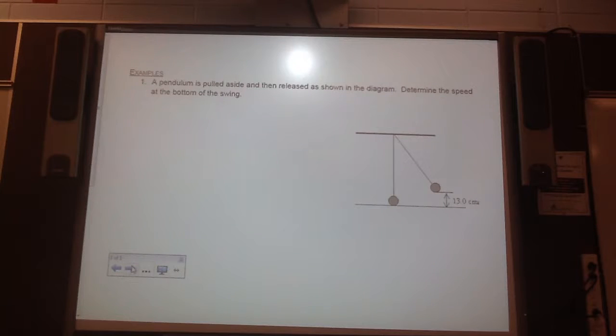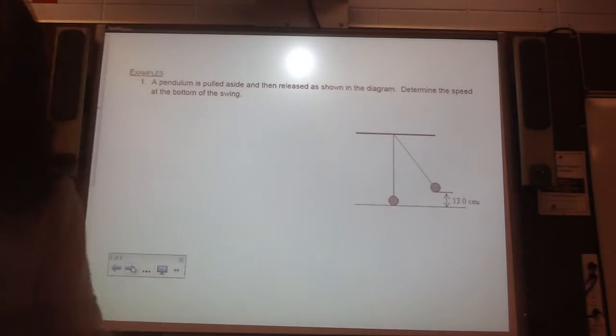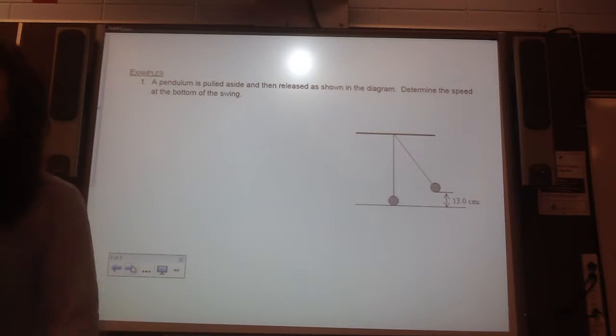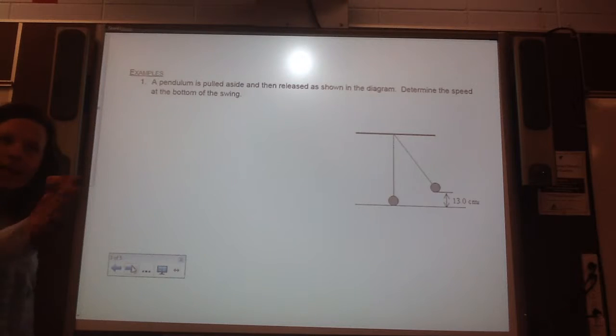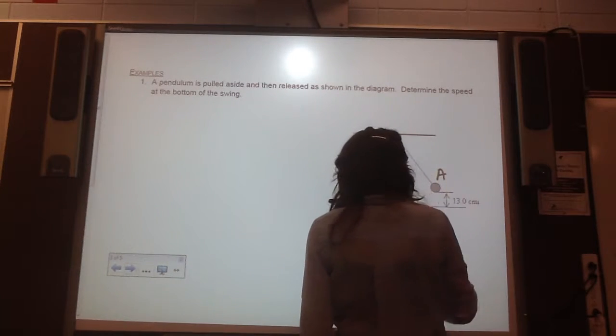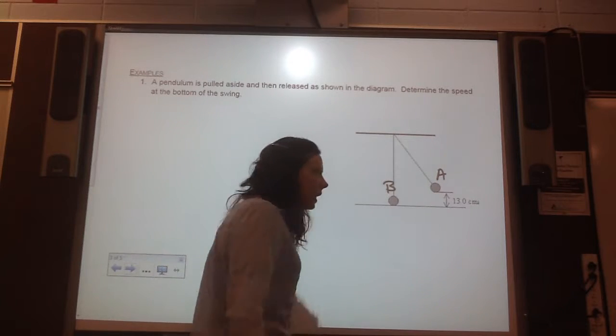All right, so this is a pendulum question. A pendulum is pulled aside and then released as shown in the diagram. Determine the speed at the bottom of the swing. So what I'm going to do is say points A and B. That's a good way to start these questions. So let's say this is point A and this is point B.